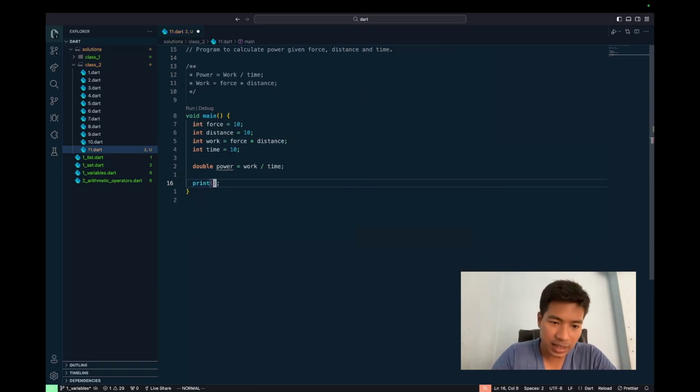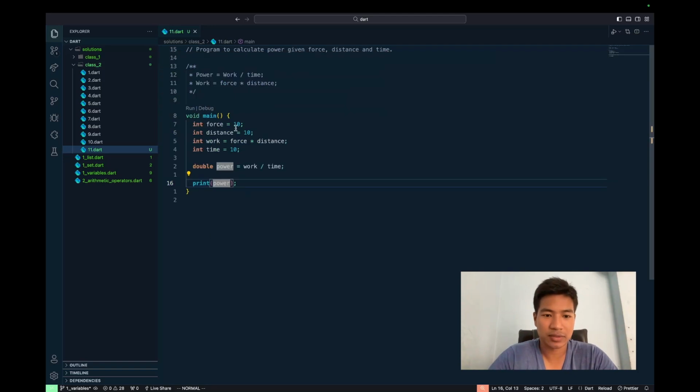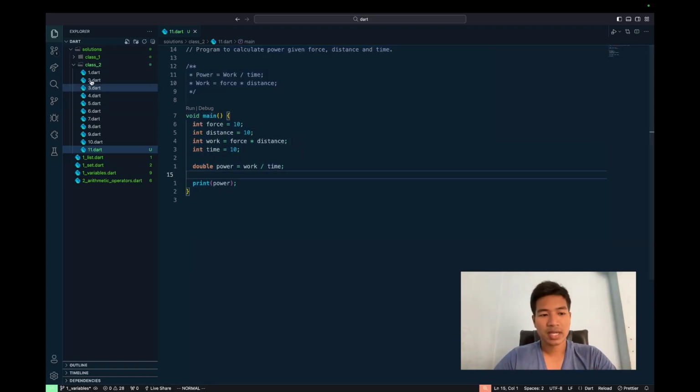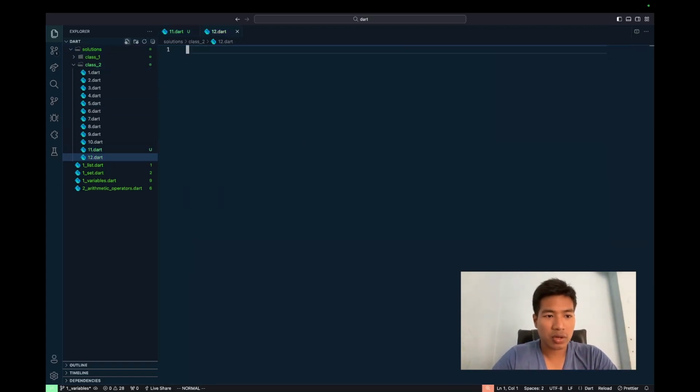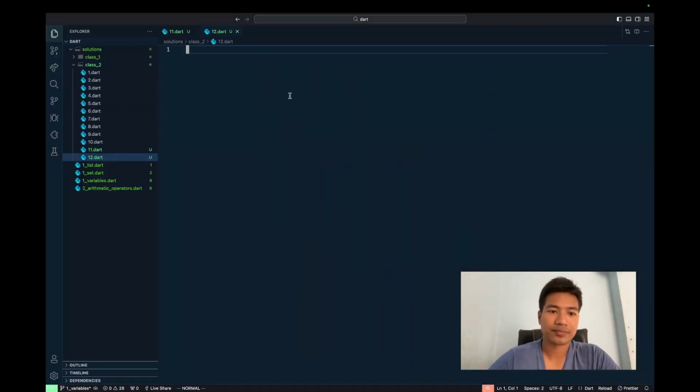Then print the power. For solution 11, the answer will be 10: 10 into 10 is 100, and 100 divided by 10 is 10. So the expected answer is 10, and the problem is solved. Moving on to 12.